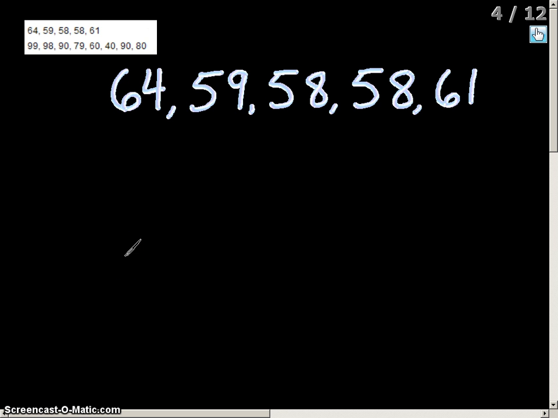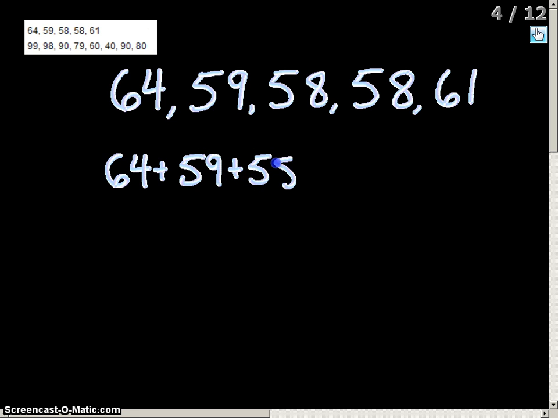So we can see I have my numbers 64, 59, 58, 58, and 61, and I'm going to find the mean, or the average, of these numbers. My first step is I have all my numbers written out, and I'm going to add them together: 64 plus 59 plus 58 plus 58 plus 61. When I add all those together, that's going to give me 300.